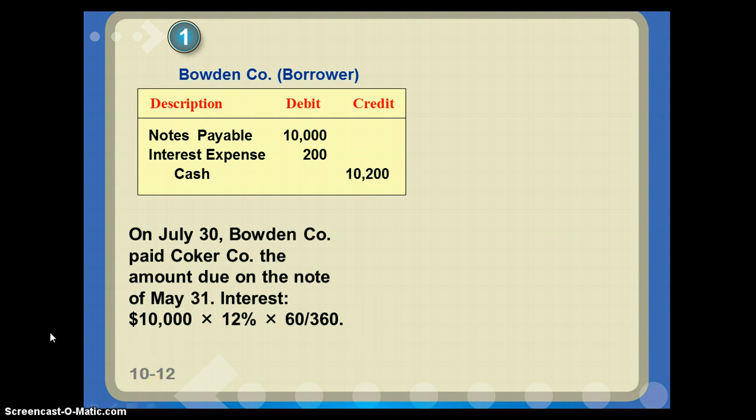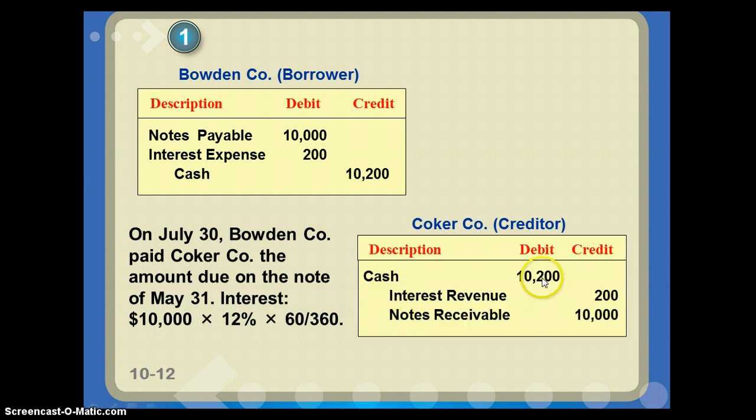Coker Company, on the other side, is now receiving money. They're getting paid, so we debit cash for the total amount. For Coker Company, it's interest revenue. They're receiving the interest, and they credit the notes receivable to remove it because Bowden Company no longer owes them.